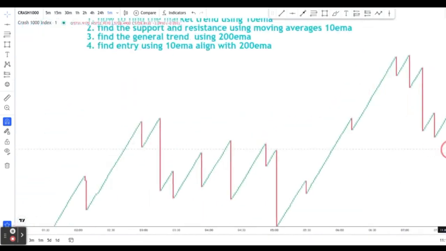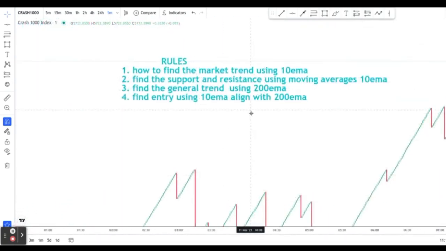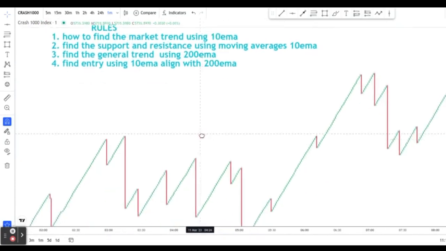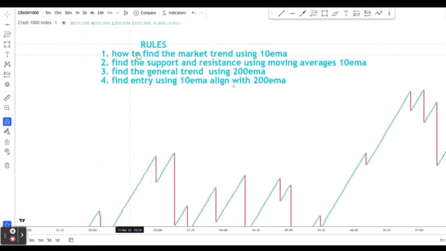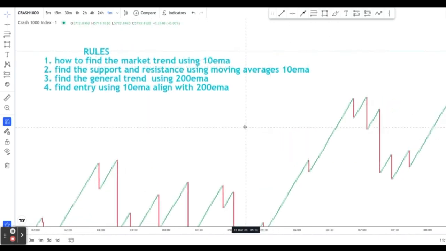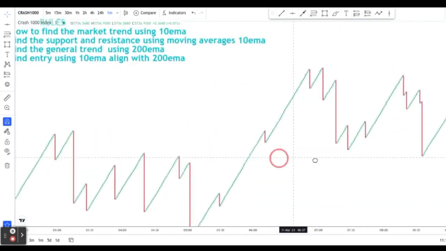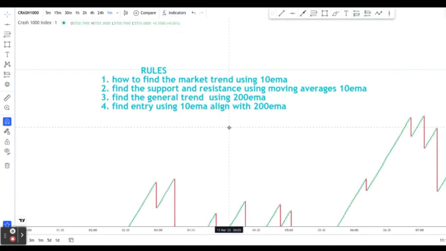You understand? First of all, in every market in trading, you must learn how to find the market trend. That is the market direction. So the first rule says how to find the market trend using 10 EMA. You know what EMA stands for? That is exponential moving average. You understand? So we are going to add the indicator to our charts now.